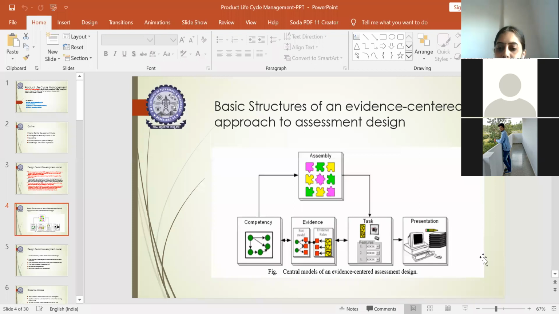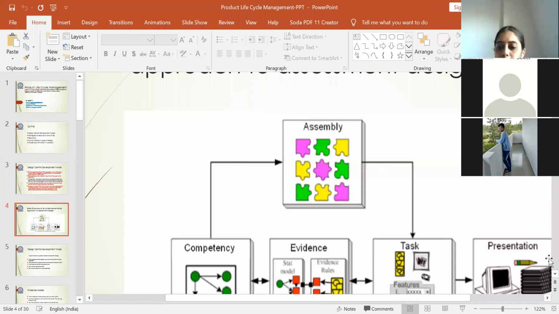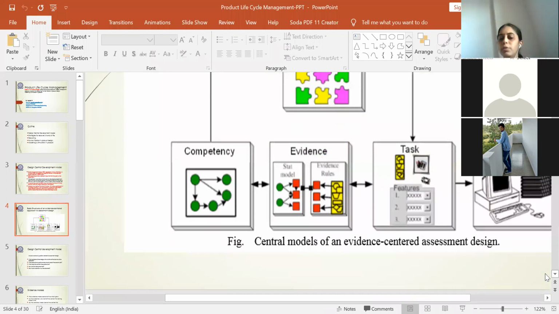In the evidence sector, you can see what's happening here. So you have a start model and an evidence rule, right? So the design will be modeled with respect to the specifications given, and it will have evidence rules. Based on the rules, it will be evaluated and checked whether the model done exactly fits the requirement.